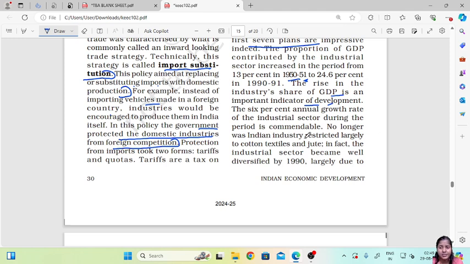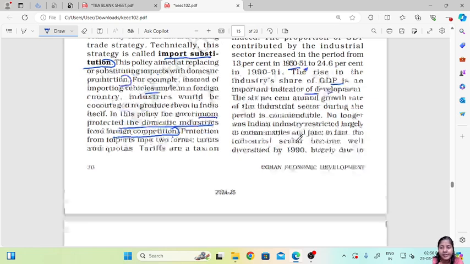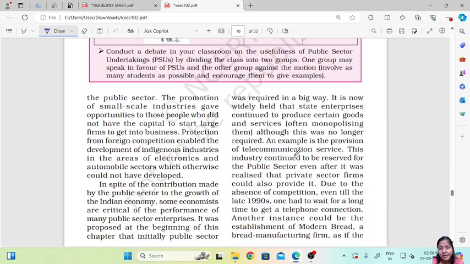No longer was Indian industry restricted largely to cotton, textile, and jute. Earlier they were only producing cotton, textile, and jute, but now it shifted and was well diversified by the year 1990. This is due to the public sector enterprises, and the promotion of small scale industries was also being done. This gave common people the opportunity to start a business, because the government promoted small scale industries, and they got subsidies and even tax benefits. Protection from foreign competition enabled the development of indigenous industries in the area of electronics and the automobile sector, which otherwise could not have developed.